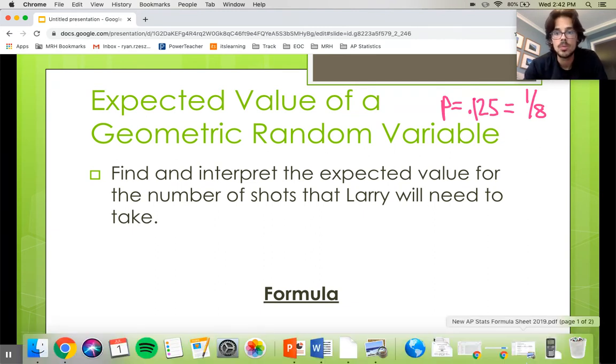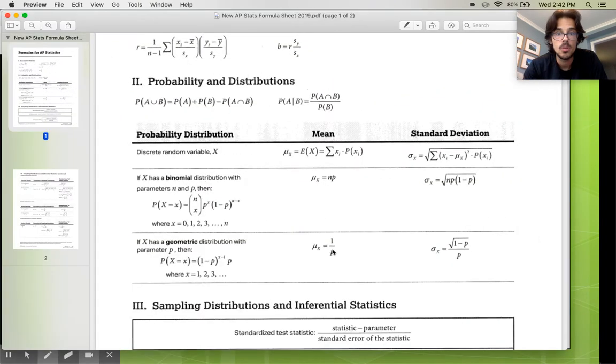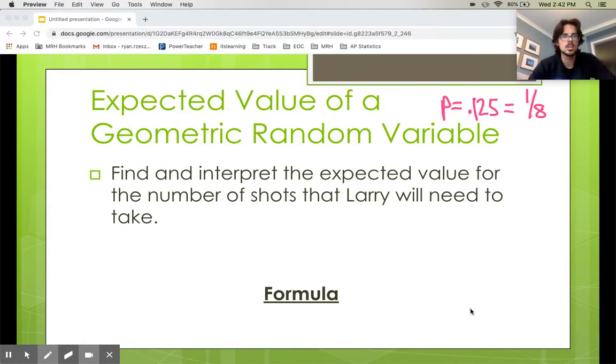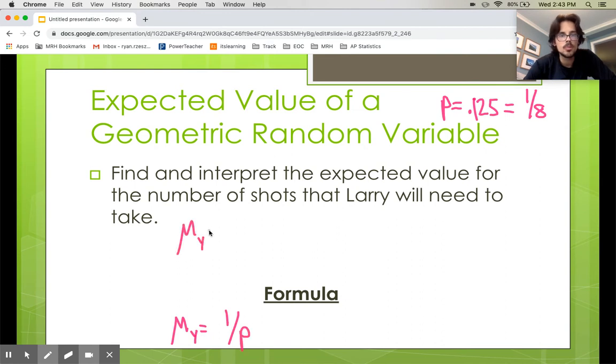And it turns out that is the correct answer for the mean of a geometric. It's 1 over p. So the actual formula for the mean of a geometric is going to be 1 over p. So in this problem, our variable from earlier was y. We're going to do 1 over an eighth, or 1 over 0.125, which just equals 8.